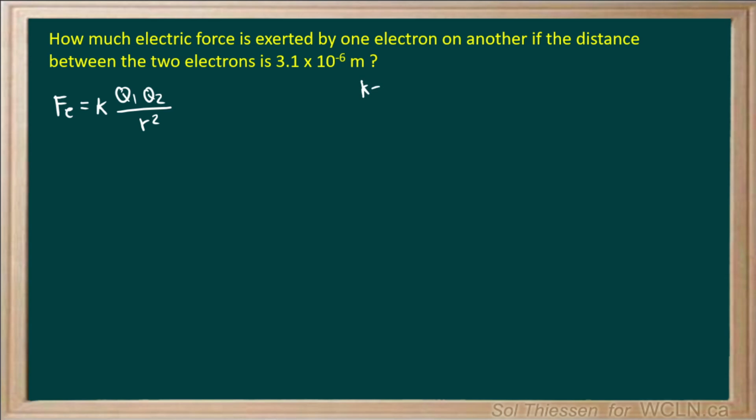So we know k, it's a constant, so it should be given, or maybe you'll have it memorized. It's 9 times 10 to the power of 9 newton meters squared per coulomb squared. In this case, we're given the value of r, 3.1 times 10 to the power of minus 6 meters. And since we're told that both charged objects in this instance are electrons, we can determine their charge as well.